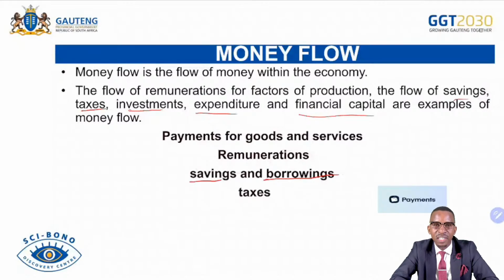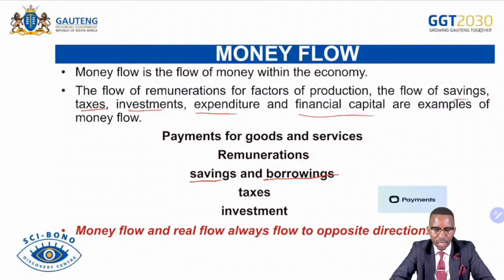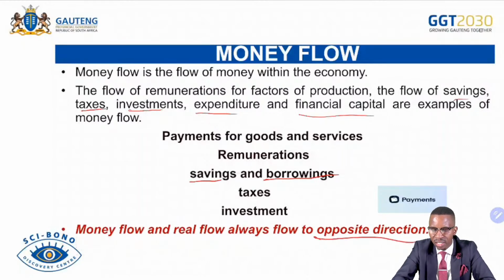And then you also have taxes. When taxation flows from household to the government, from firm to the government, we call that also the flow of money or the money flow. So we have also investments that are flowing within the economy, financial investments that are part of the money flow. And then remember that money flow and real flow always move in opposite directions. They don't go in the same direction because there's an expenditure involved in there.